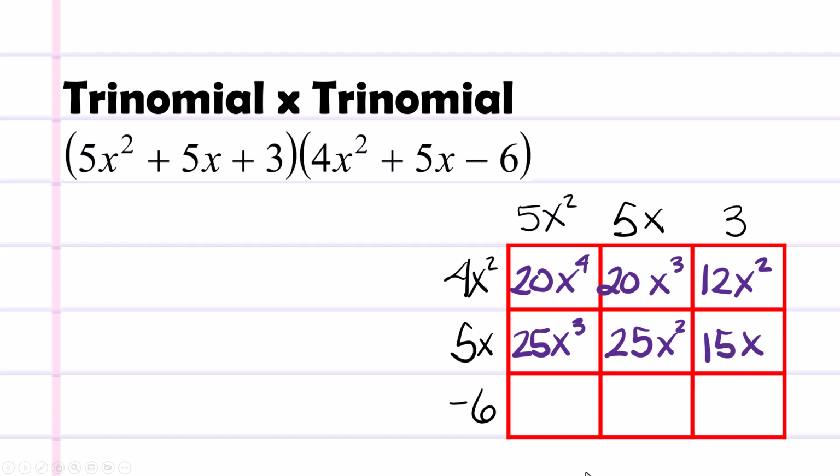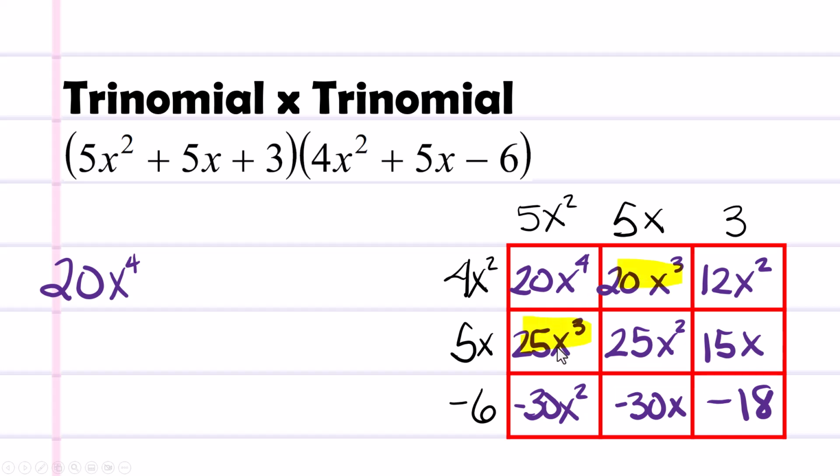Negative 6 times 5x squared is negative 30x squared. Negative 6 times 5x is negative 30x. And negative 6 times 3 is negative 18. All right, we got some work to do to combine. There's only one 4th degree term. That's going to be the first one that we write because it has the highest degree. We've got a couple of cubes.